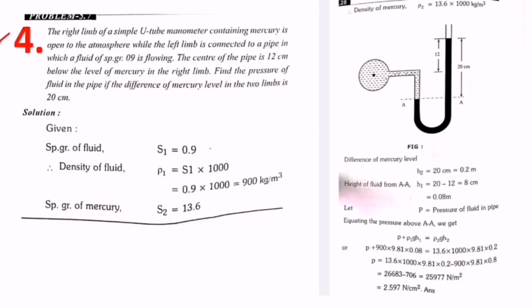Next question. The right limb of a simple U-tube manometer containing mercury is open to the atmosphere, while the left limb is connected to a pipe in which a fluid of specific gravity 0.9 is flowing. The center of the pipe is 12 cm below the level of mercury in the right limb. Find the pressure of the fluid in the pipe if the difference of mercury level in the two limbs is 20 cm. So this 20 cm is this, and this 12 cm is the center of the pipe, this one.